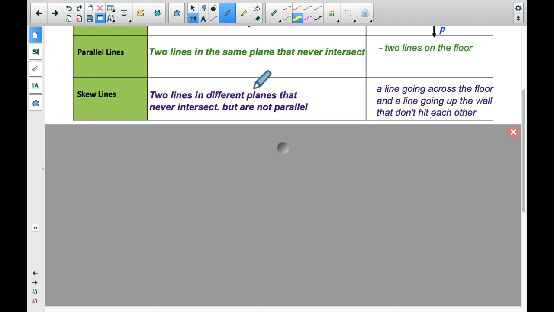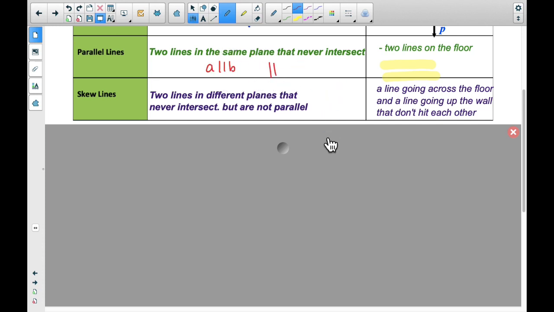Parallel lines are two lines that are in the same plane, but they never intersect. For instance, two lines of tile on the floor that are parallel to each other. Remember that the symbol for parallel is two lines. For instance, in this last one, I'll just take different letters. Let's say I have line A is parallel to line B. So it's those two straight up and down lines.